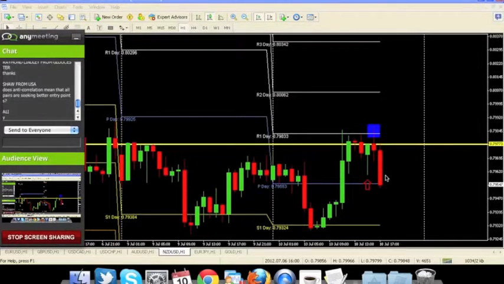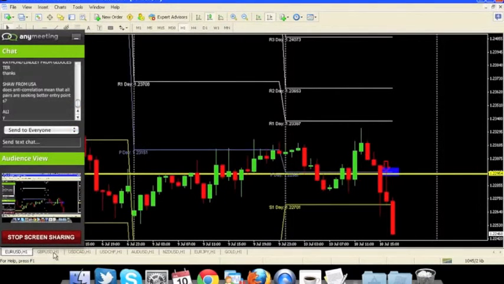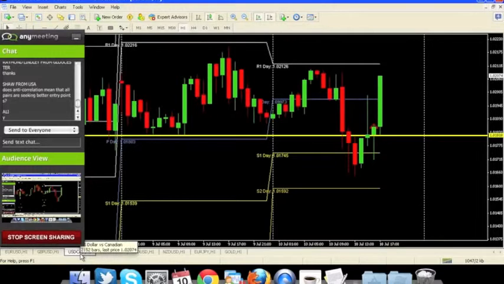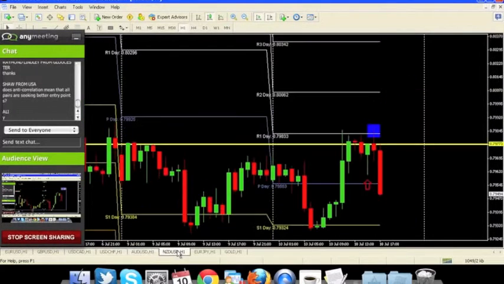Okay. Shaw says, does anti-correlation mean that all pairs are seeking better entry points? No, there is much more theoretical meaning behind it. But for the sake of speculators, for those of us who are just wanting to trade and pull out some profit out of the market, stick to that definition. So yes, it is just seeking a better entry point. That's all. Okay? So this is how you get precision in the market. If you were to have taken this trade, which trade is running right now, you would have had massive pips right now. We're talking about probably 400 pips in your pocket just by trading the 7 pairs.